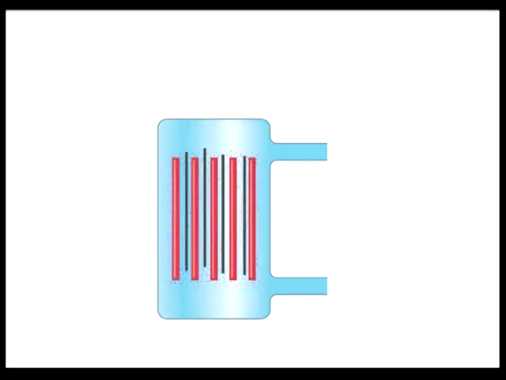In response, the reactor returns to its critical state. Conversely, if the reactor becomes subcritical, the control rods are partially withdrawn from the core. Fewer neutrons are absorbed, more neutrons are available for fission, and the reactor again returns to its critical state.